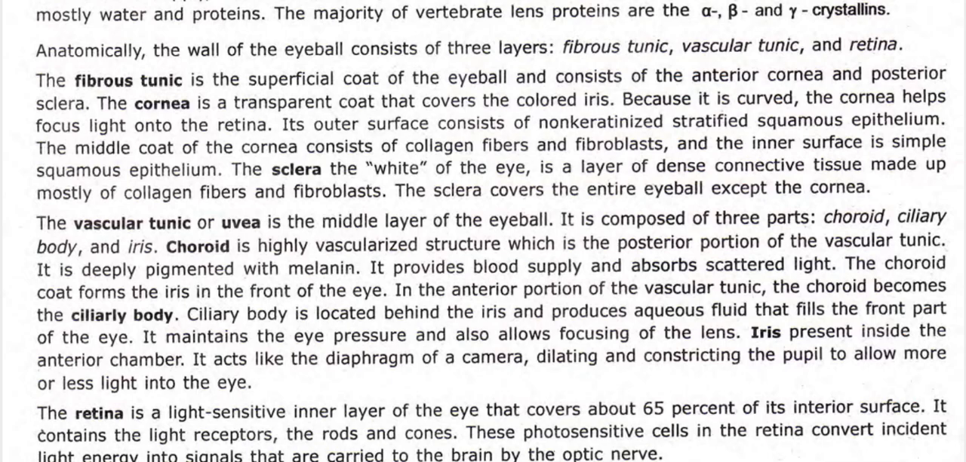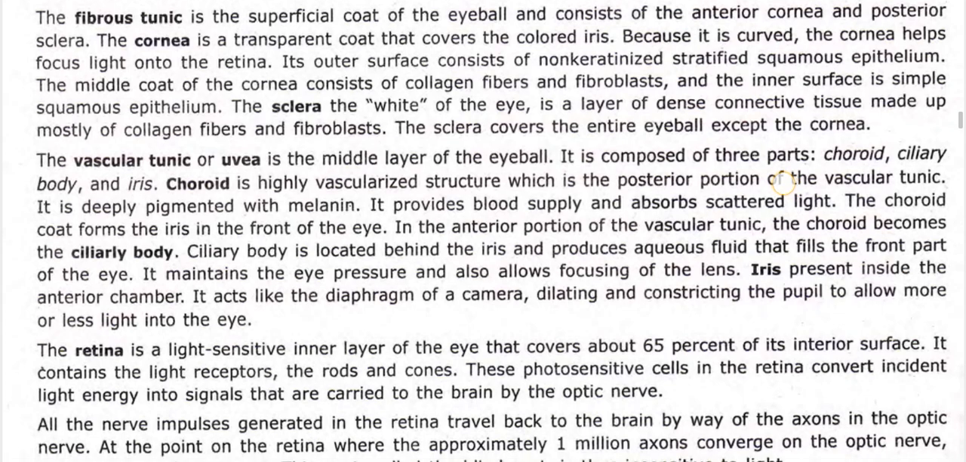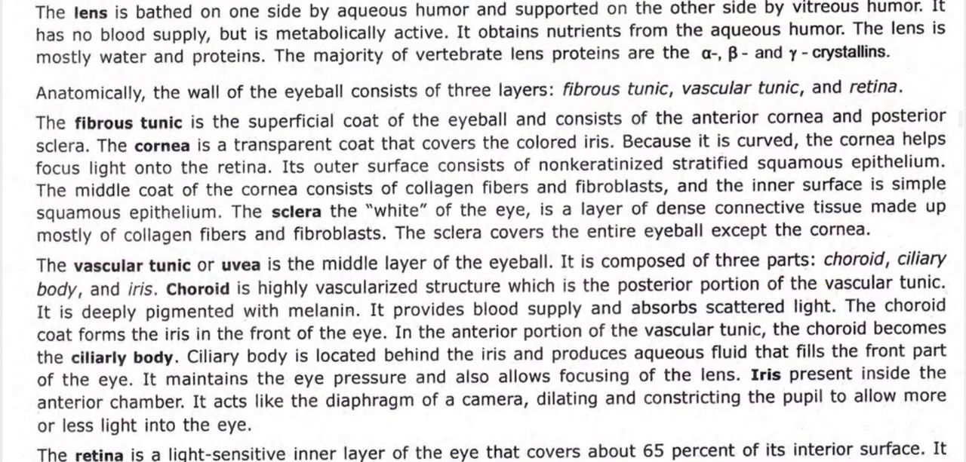Anatomically, the wall of the eyeball consists of three layers: fibrous tunic, vascular tunic, and retina. The fibrous tunic is a superficial coat of the eyeball and consists of the anterior cornea and posterior sclera. The cornea is a transparent coat that covers the colored iris. We will be learning this after some time.